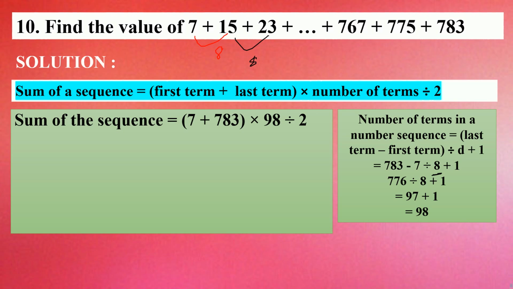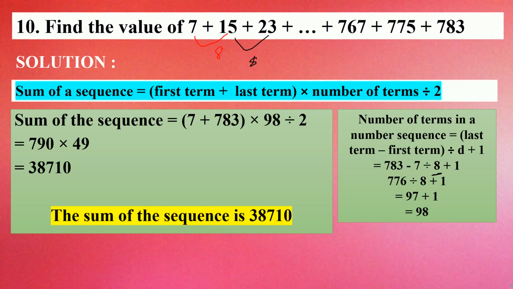Now we have found out the number of terms. Let us find the sum of the sequence. The sum of the sequence is first term, that is 7, plus last term 783, into the number of terms 98, divided by 2. Let us solve the equation. 783 plus 7, 790, into 98 divided by 2, 49. So we get 38,710. So therefore the sum of the sequence is 38,710.